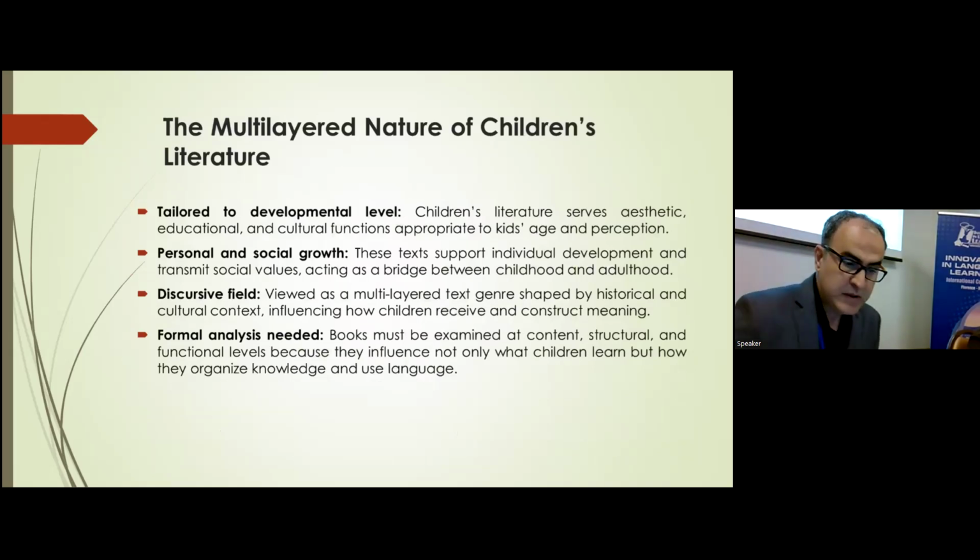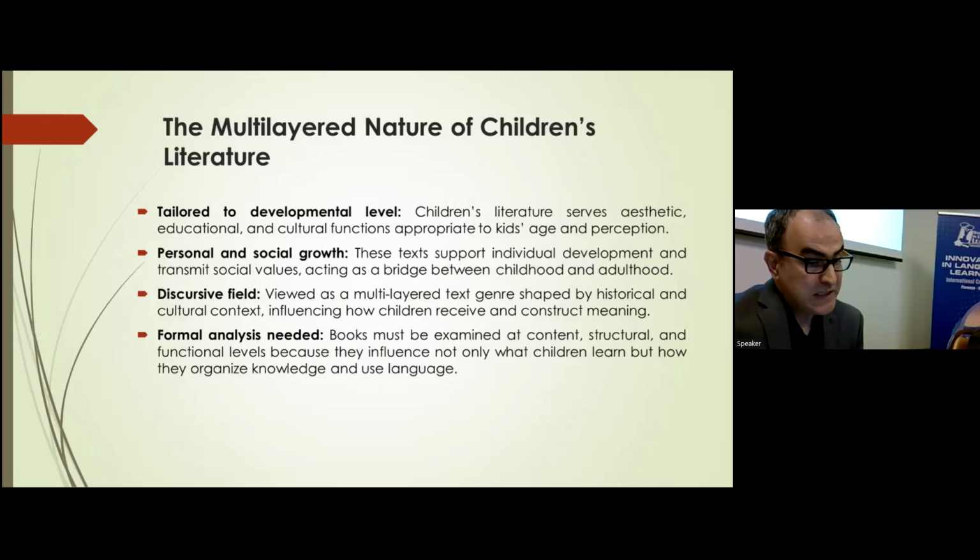And there is the multi-layered nature of children's literature. I said something, it's not only a kid's book, also it's important. Children's literature serves aesthetic, educational, and cultural functions appropriate to kids' age and perception. These texts support individual development and transmit social values, acting as a bridge between childhood and adulthood. It's a very important bridge, childhood and adulthood. It is a multi-layered text genre shaped by historical and cultural context, influencing how children receive and construct meaning. This is an important detail too. We will give them something and they will construct their meaning, their semantic structures, their pragmatic structures. It's an important detail.